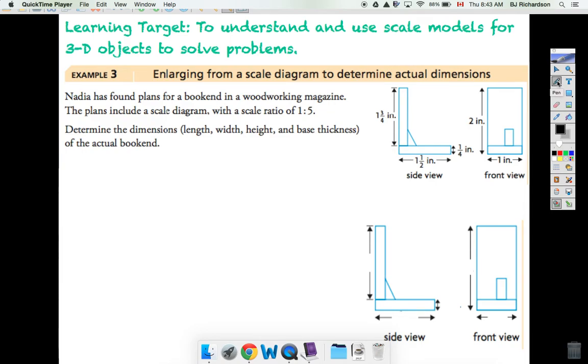Hey class, we're back again, and now we're looking at example 3 from chapter 8.5. So this is enlarging from a scale diagram to determine the actual dimensions. Now this is very similar to the truck example we just did a minute ago, so if you haven't watched that video, I strongly suggest you go watch it.